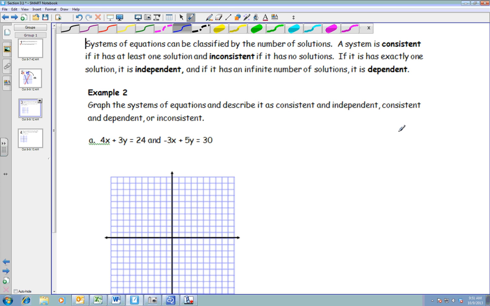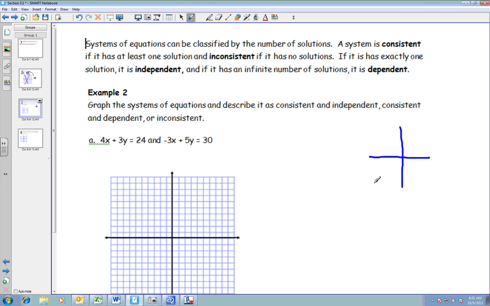Well, a graph with no solutions means that the lines never intersect. If they never intersect, can they be parallel lines? That's an example of an inconsistent system because it has no solutions, because they never intersect.